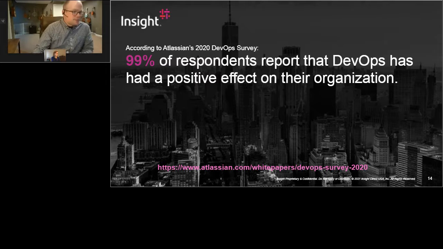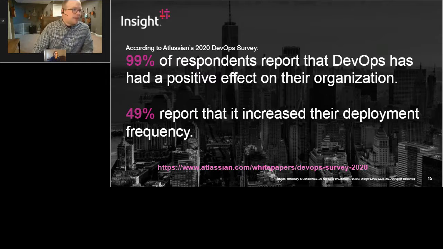What did surprise me was that 49% report that it increased their deployment frequency, or I should say only 49%. Because when we talk about DevOps, a lot of times we're so hyper-focused on the deployment frequency, which is a very valid metric, and it's a good thing to be tracking, and it's a good thing to be increasing. But at least half of the companies that are finding benefits in pursuing DevOps haven't even seen that increase in their deployment frequency yet, but they're still finding value in DevOps.